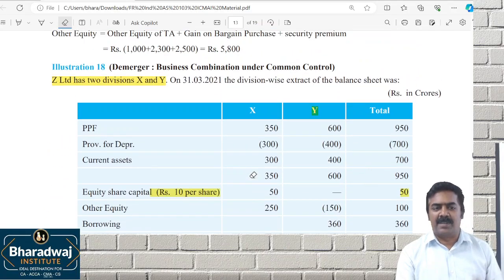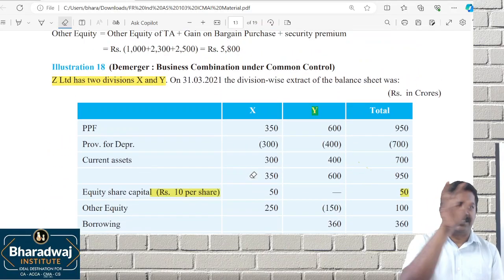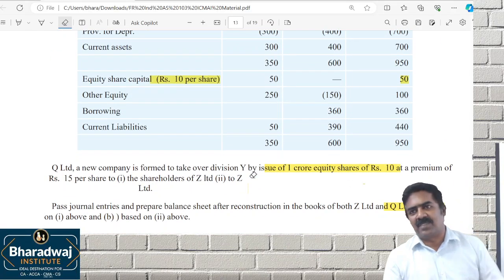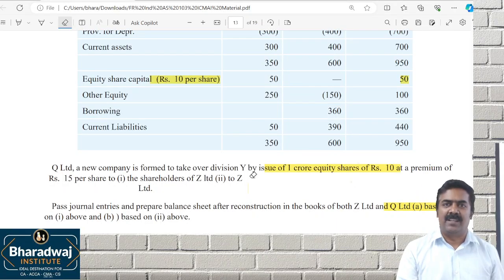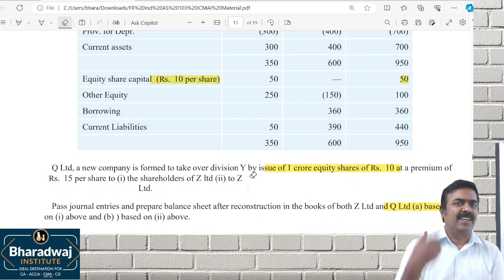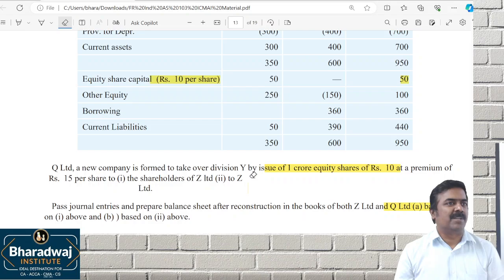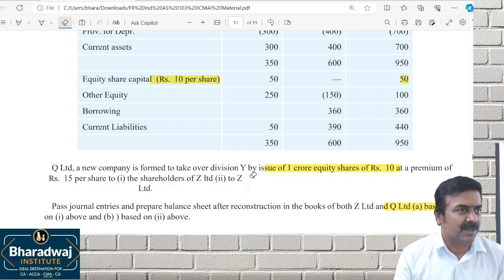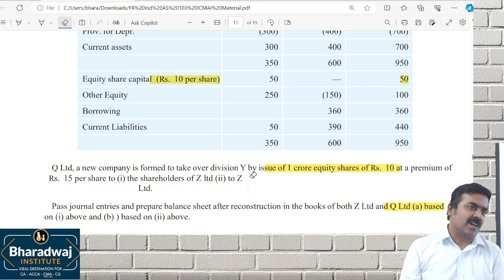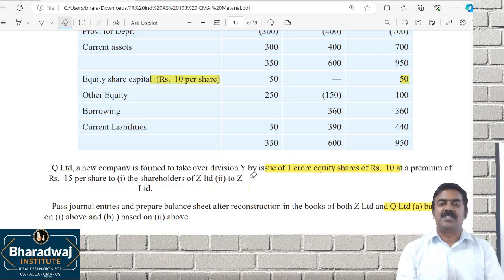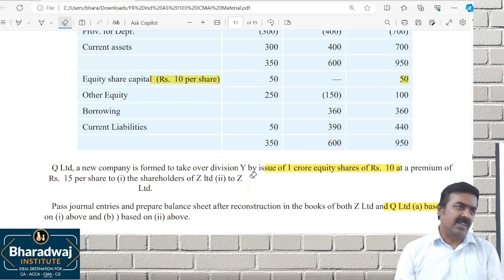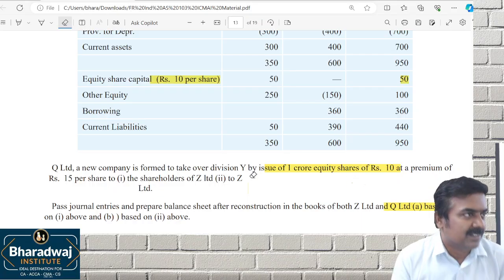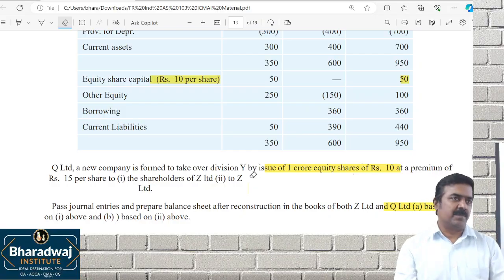Now control is with whom? Before the demerger, who was controlling? Z Limited was controlled by a group of shareholders. After the demerger, we start a new company. That new company's shares are held by Z Limited shareholders. The control is still with Z Limited only. So it is called groups under common control. Control is not shifting. So it should be accounted under the pooling of interest method. Pay attention.